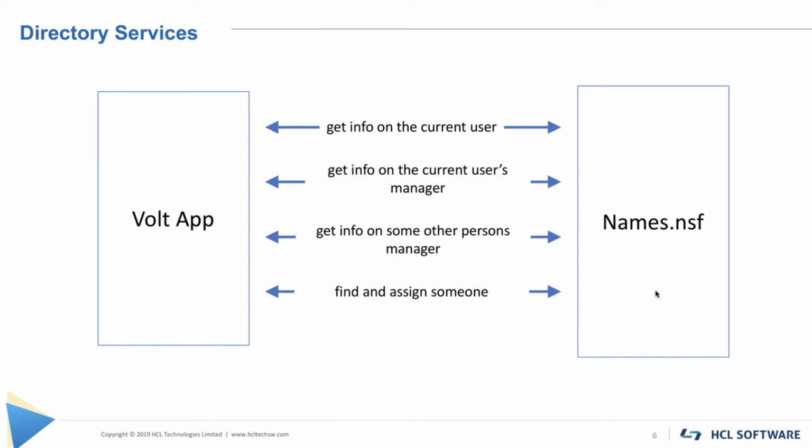So the first topic is directory services. In Volt 101, we ship directory services out of the box, and I'd have to say this is probably one of the most useful features I found in the product. What can you do with it?